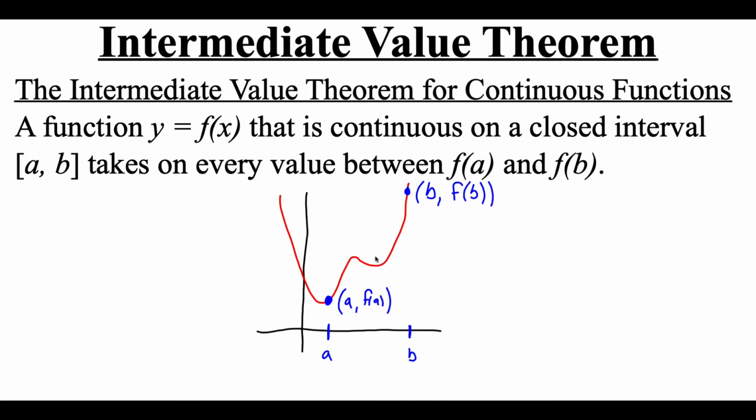So what the intermediate value theorem is saying is if your graph is continuous between these x values of a and b, then at some point your graph is going to have to hit every single y value between f of a and f of b.